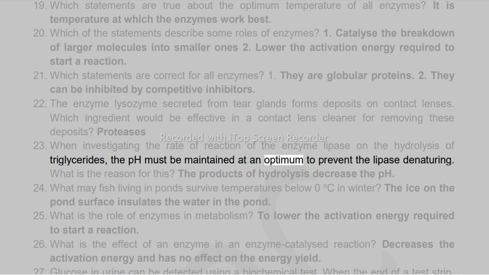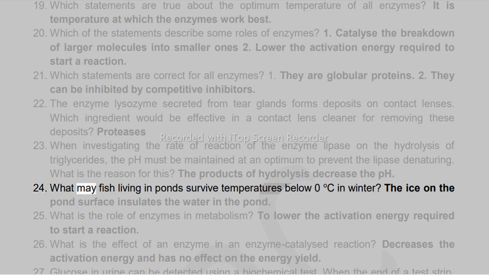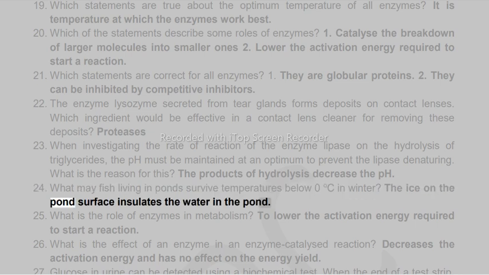23. When investigating the rate of reaction of the enzyme lipase on the hydrolysis of triglycerides, the pH must be maintained at an optimum to prevent the lipase denaturing. What is the reason for this? The products of hydrolysis decrease the pH. 24. Why may fish living in ponds survive temperatures below 0 °C in winter? The ice on the pond surface insulates the water in the pond.